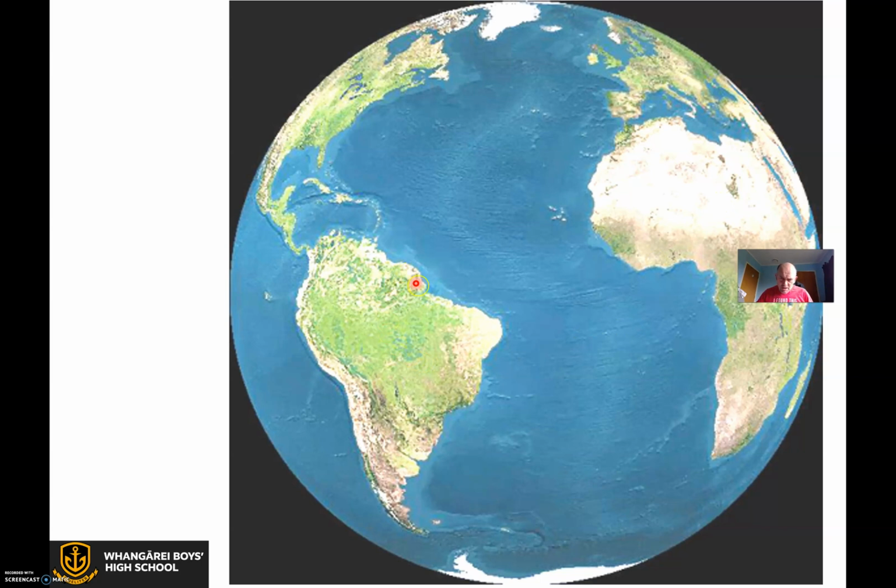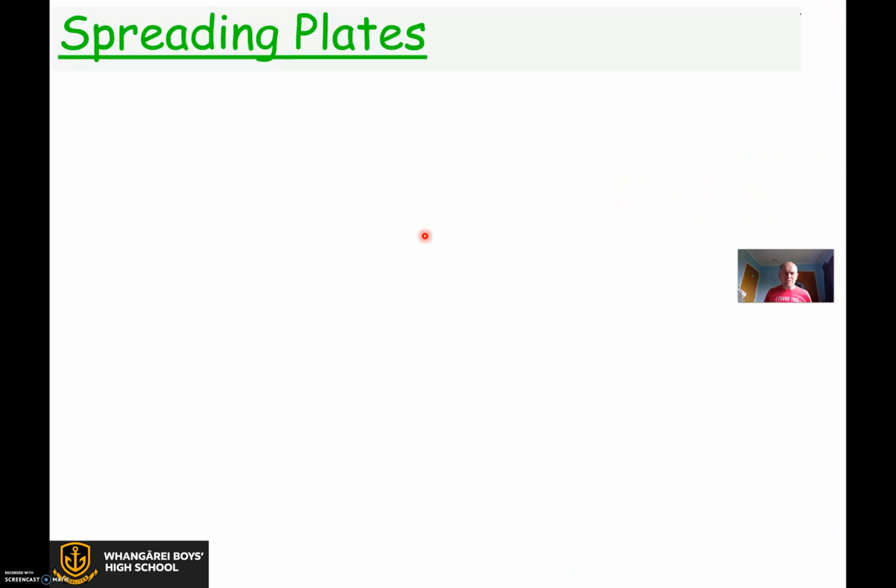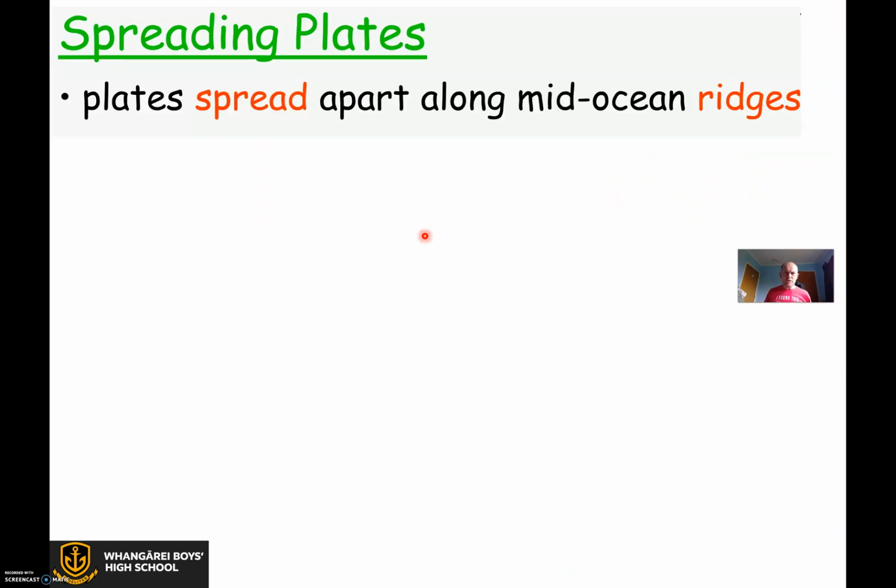You can also see that America used to fit quite nicely into Africa, and the fossils and plants and animals all bear that out and support that. Moving on, looking underneath, if we look at a cross section through this on the bottom of the ocean, the plates spread apart along these mountain chains, these ridges.